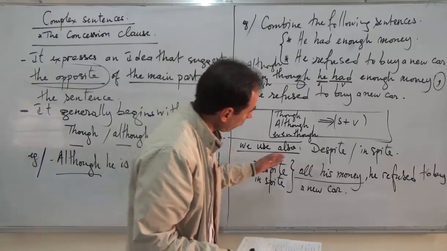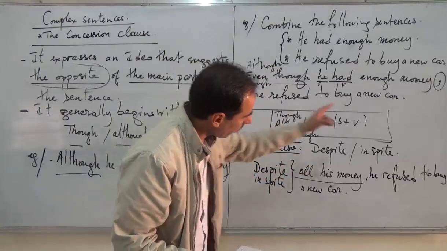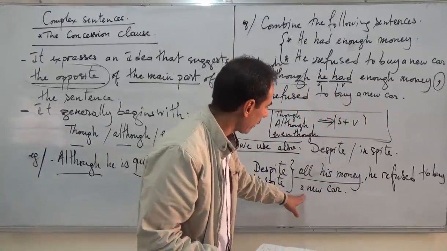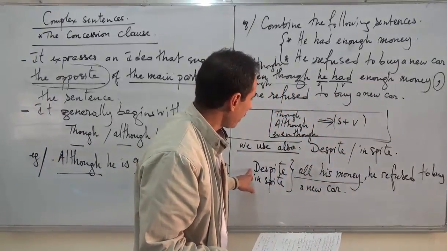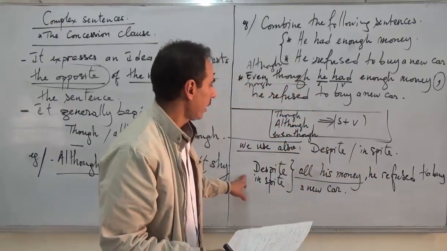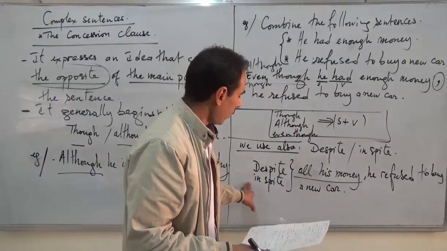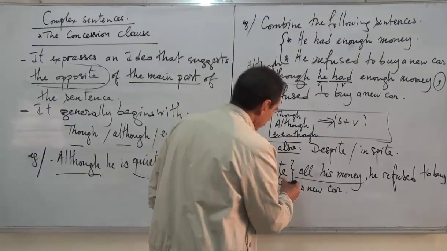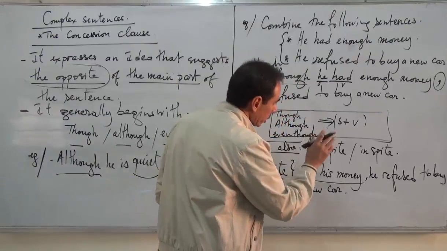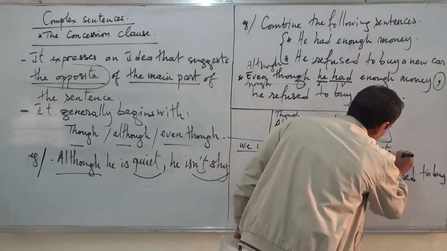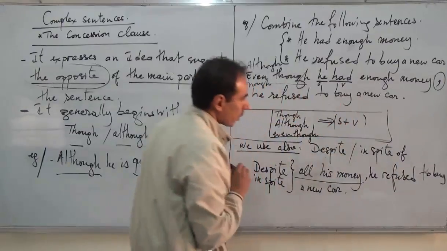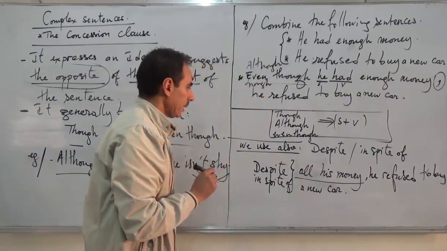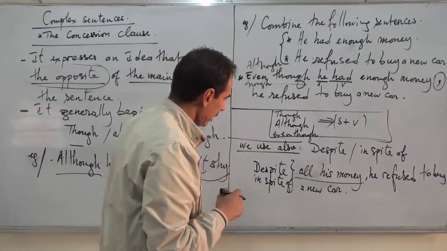We can also have the same sentence the other way round. We can start from here. He refused to buy a new car despite all his money, or he refused to buy a new car in spite of all his money. Okay? Now here we have a mistake. I'm sorry for that. I forgot to write "of" in "in spite of." Despite and in spite of.